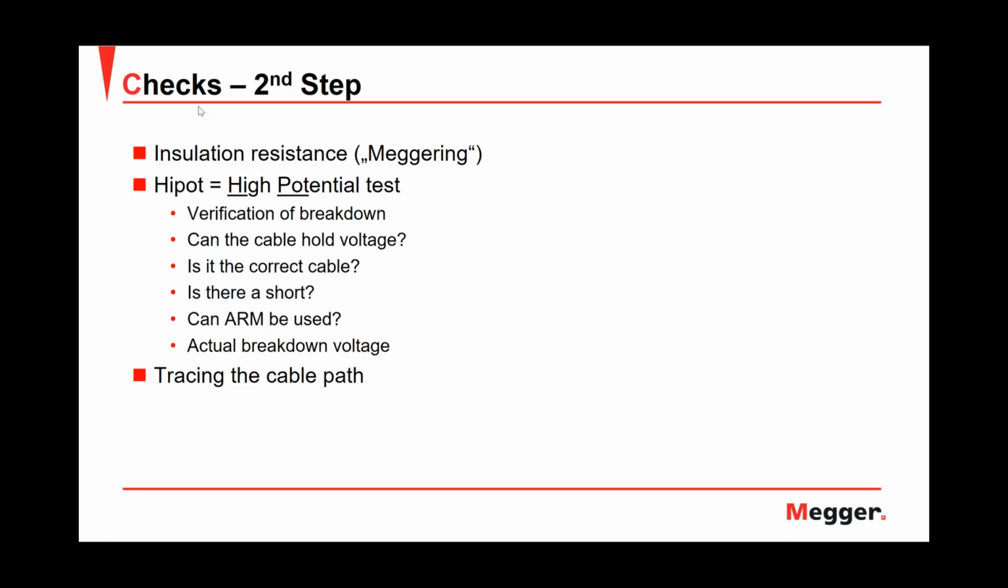We can do the checks using the insulation resistance measurement or measuring the cable, or we can also use the high potential test. And when I am doing the high potential test, there are some questions that I will answer during the process. For instance, can the cable hold voltage? Is it the correct cable? Is there a short? Can I use the error reflection method?